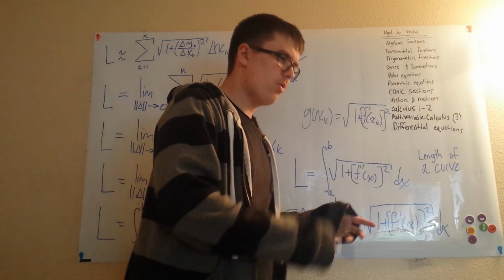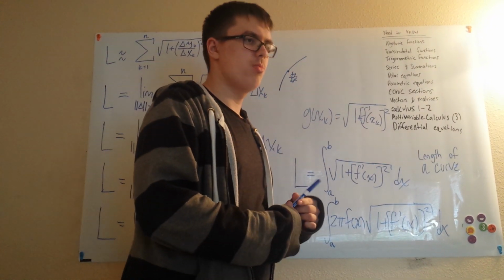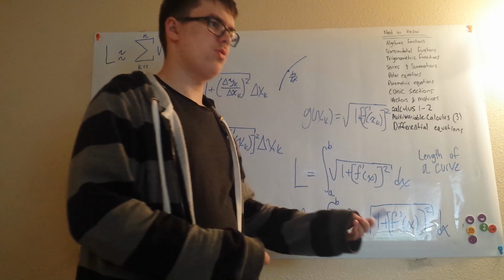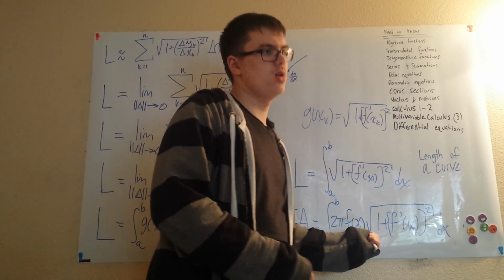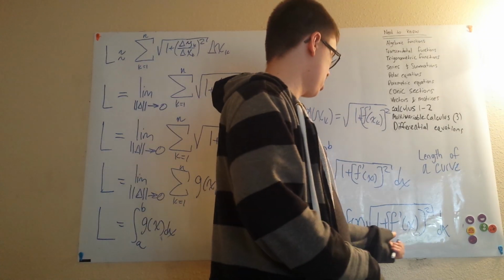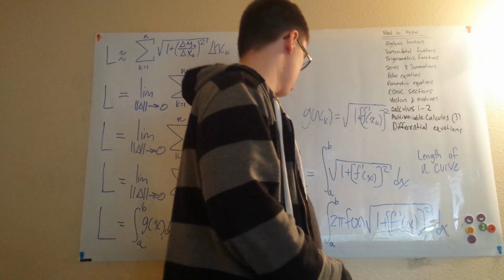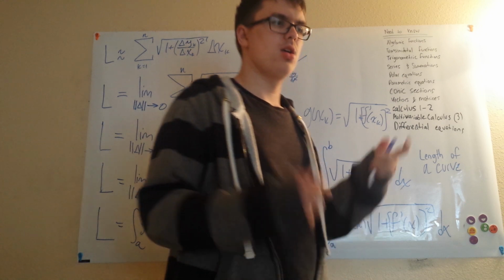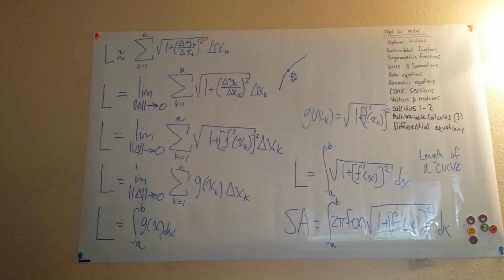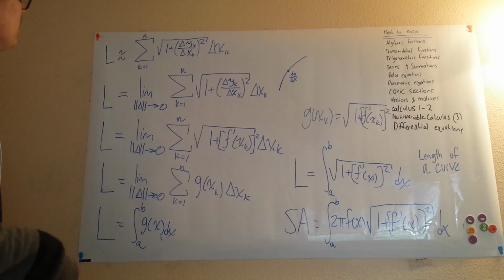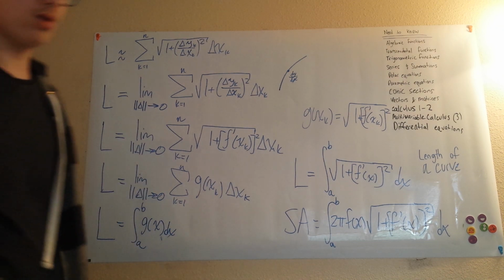If they tell you it's revolving about the y-axis, you would replace with g of y and g prime of y, and go from c to d. That's all you have to do, and that's a dy. If you want to do it for the other direction, and that's it. That's arc length right there.